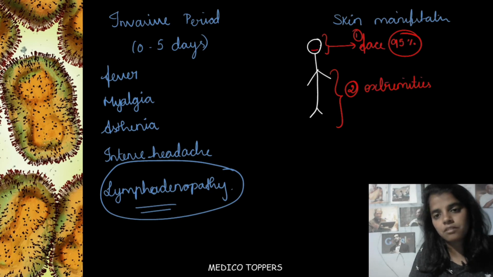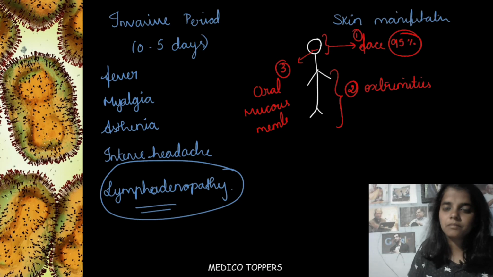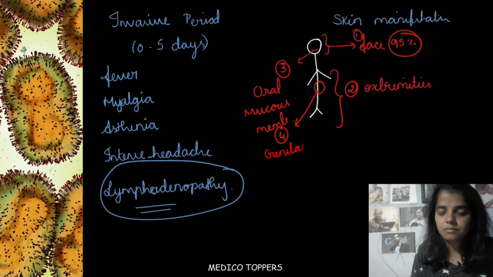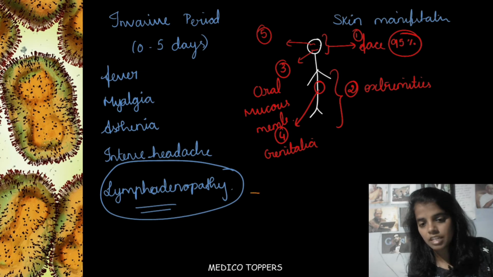Then the third most frequent location is the oral mucous membrane. Then the genitalia, and at last the conjunctiva or eye. So far we have seen the frequency of appearance. Now let's see the morphology exactly.